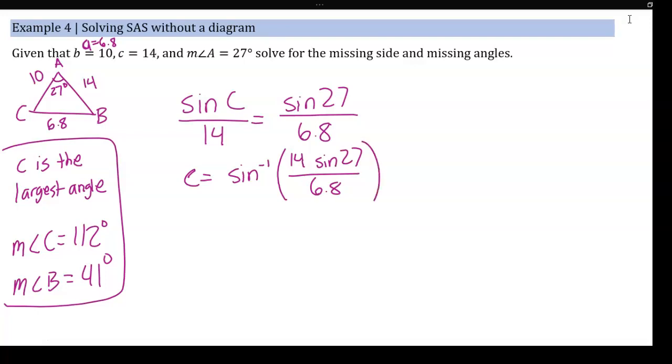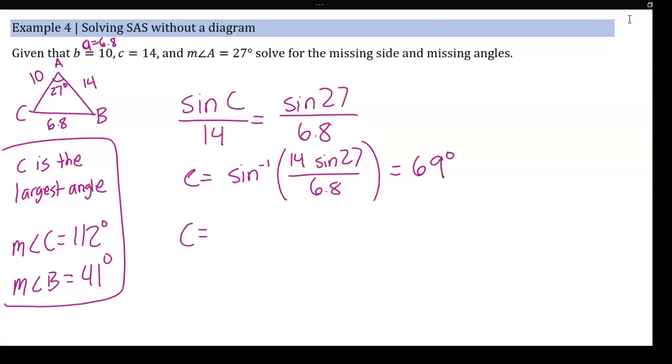And remember, sine is positive in two quadrants. So it's positive in quadrant 1 and quadrant 2. So what we're going to get is C equals sine inverse of 14 sine 27 divided by 6.8. That is 69.1 degrees. So we'll say that's basically equal to 69 degrees.